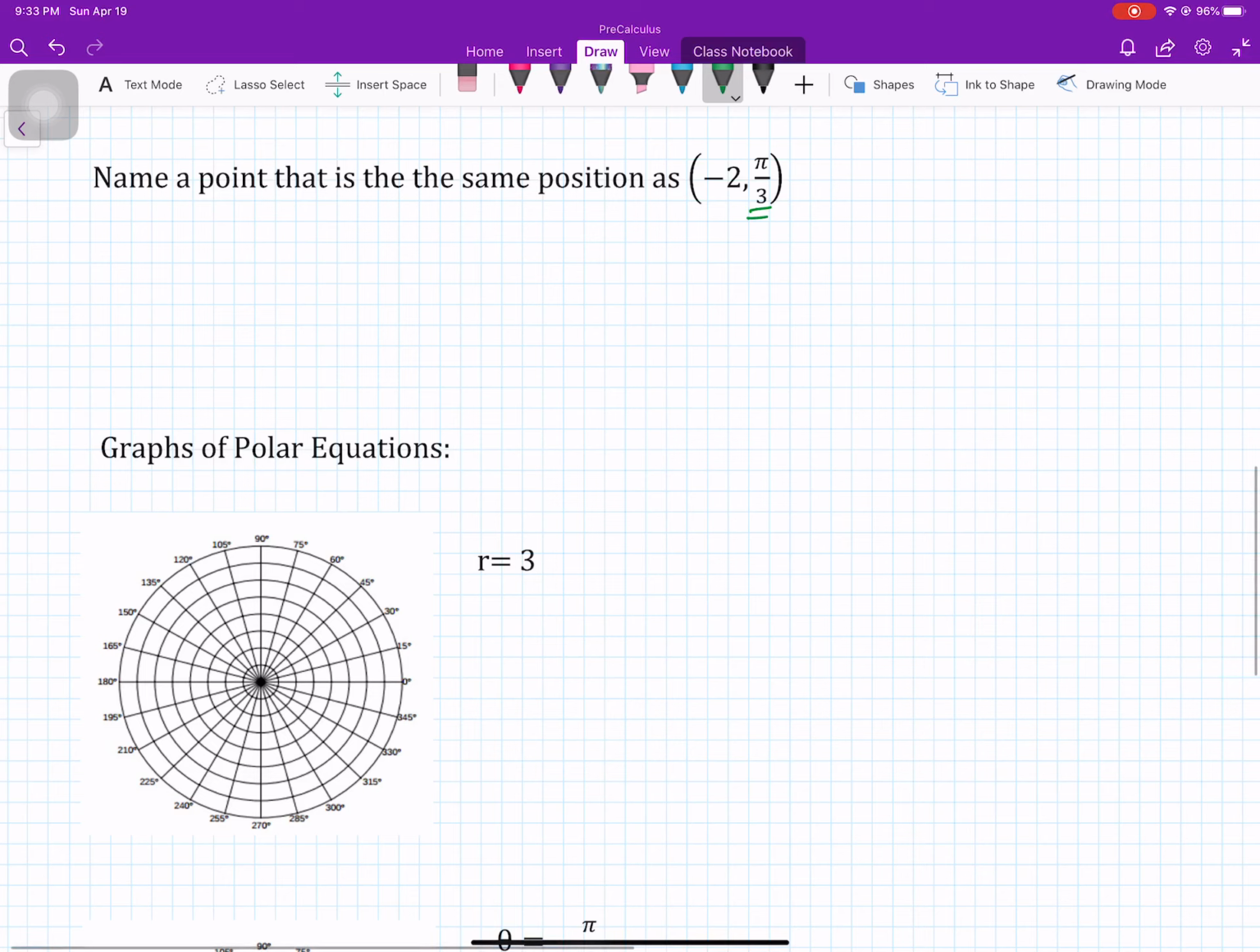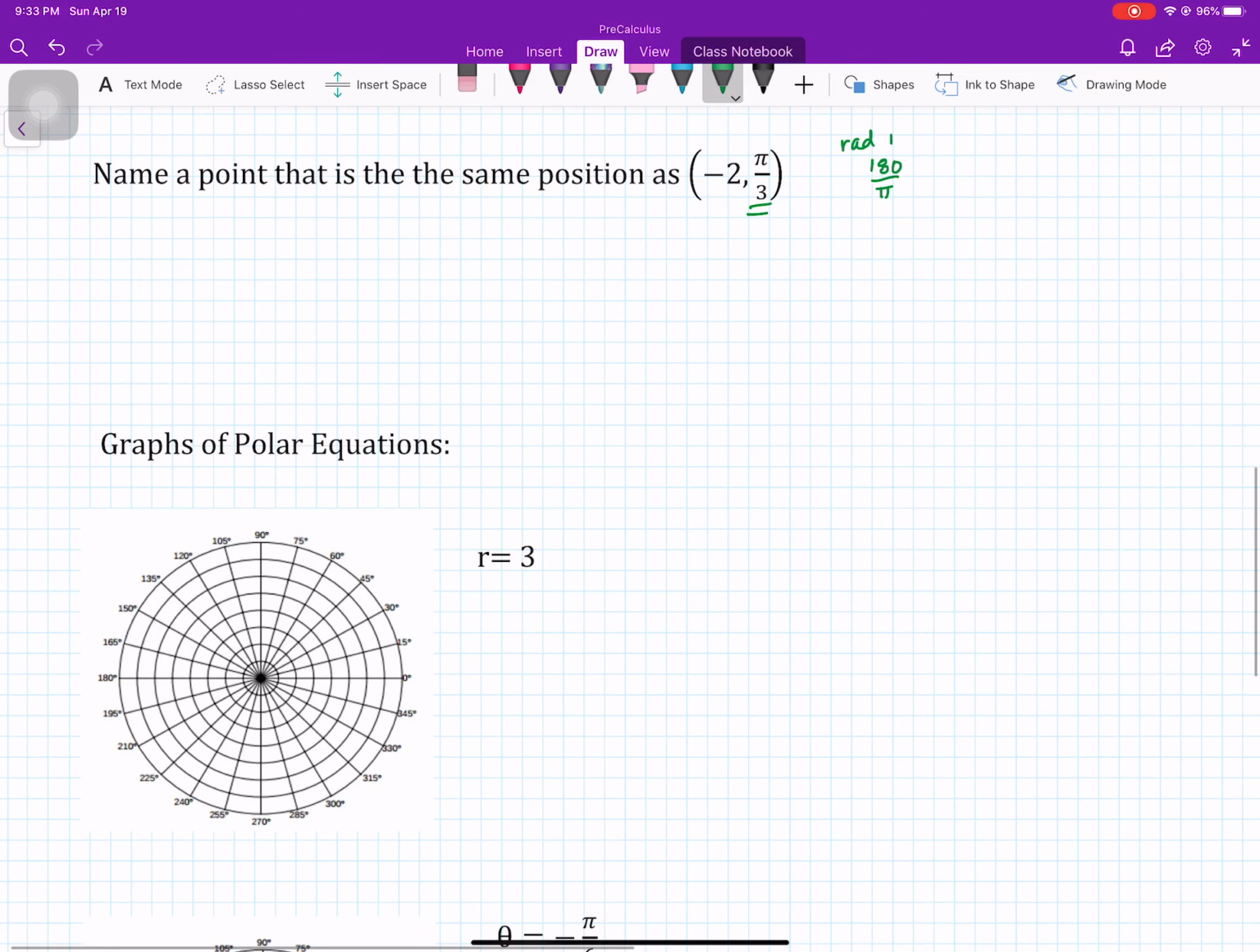If you don't like radians, remember when you convert from degrees to radians, you would just multiply by 180 and divide by pi if you want to change the radians to a degree, which is totally allowed to do. If you don't like it, go ahead. So this is the point, negative 2, and then the pi's would cancel.